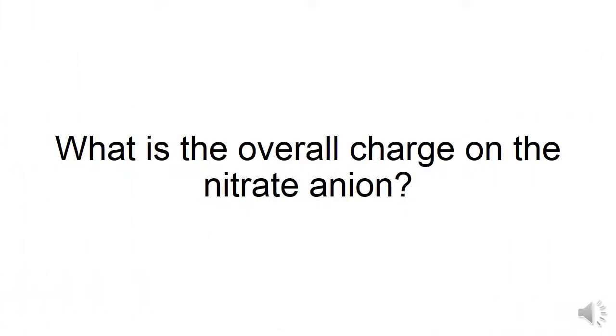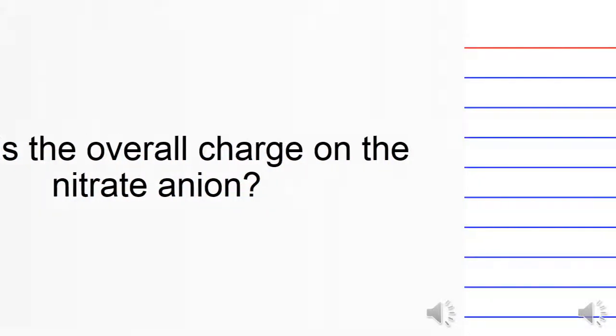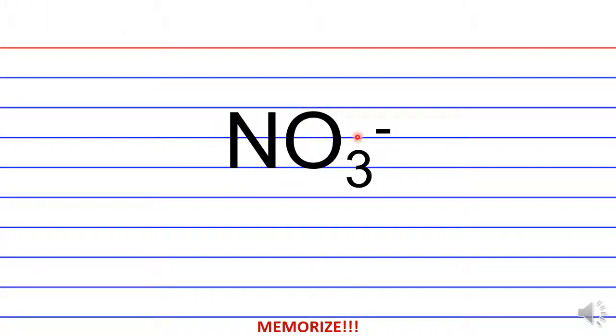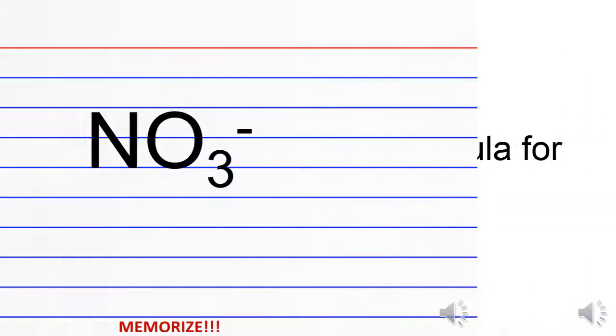What is the overall charge on the nitrate anion? So what's the charge for nitrate? That would be NO3 negative. So nitrate has an overall charge of -1. And notice that nitrate has 3 oxygens as opposed to 2.